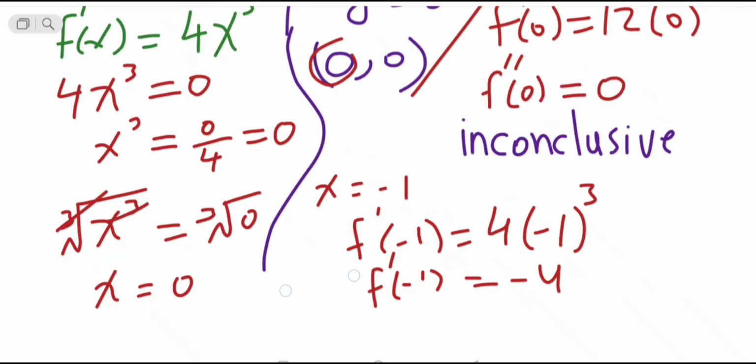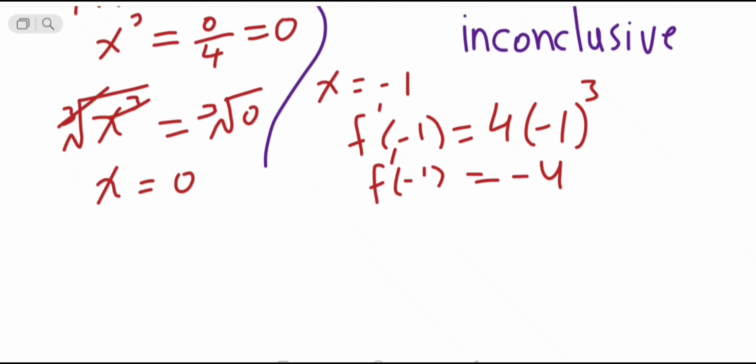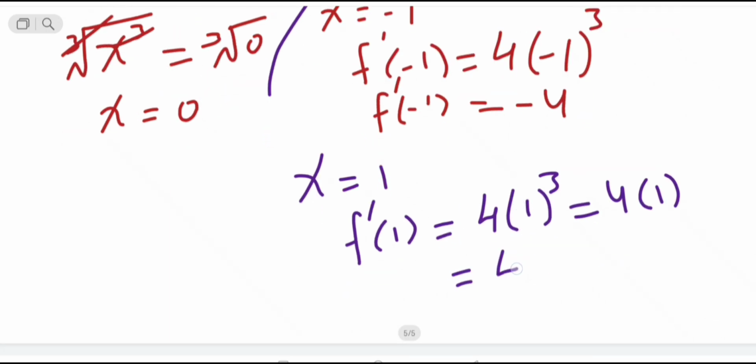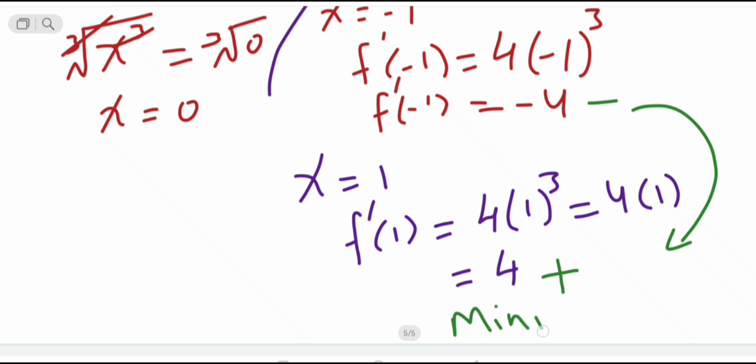Now I will put a value after 0, any value, 2 or 1. So I will put 1. In the first derivative, 4 into 1 to the power 3, which is 4 into 1, because 1 to the power 3 is 1. So 4 multiplied by 1 is 4. So what happened? It changed from negative to positive. If it changes from negative to positive by substituting into the first derivative, we say there is a minimum point.